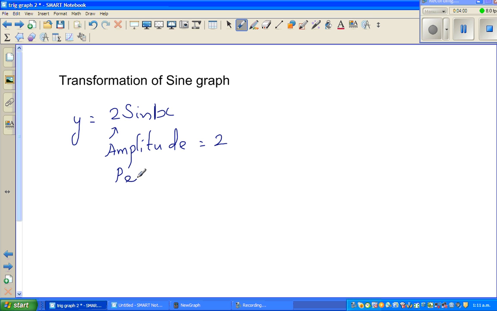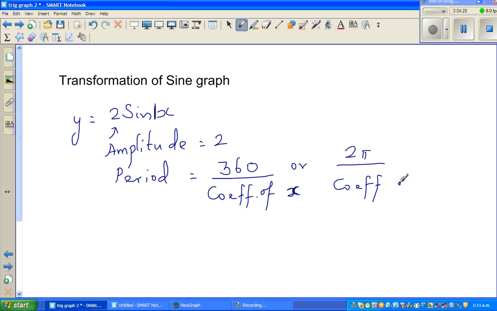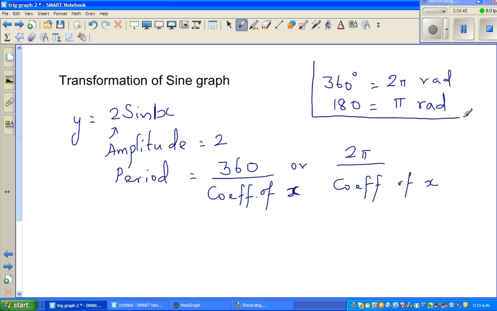The period is given by this formula: 360 divided by the coefficient of x. This is a good formula to remember. To decide the period, we simply divide 360, if I'm talking in degrees, or if you're talking in radians, it is 2 pi divided by the coefficient of x. 2 pi is radians, so you should know that 360 degrees is 2 pi radians, or 180 degrees is pi radians, or rads. This is how I remember. If you remember this formula, these two numbers are very crucial. So the coefficient here is 1, so the period is 360.